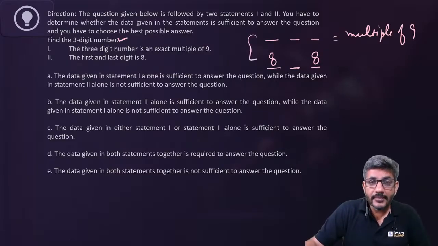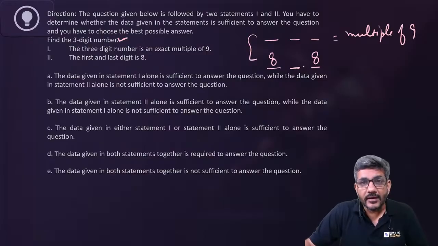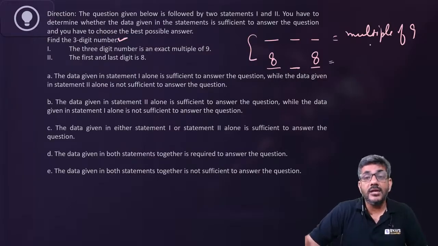Let's combine them. If the number is a multiple of 9 and the first and last digits are 8, a multiple of 9 will have the sum of the digits as a multiple of 9.